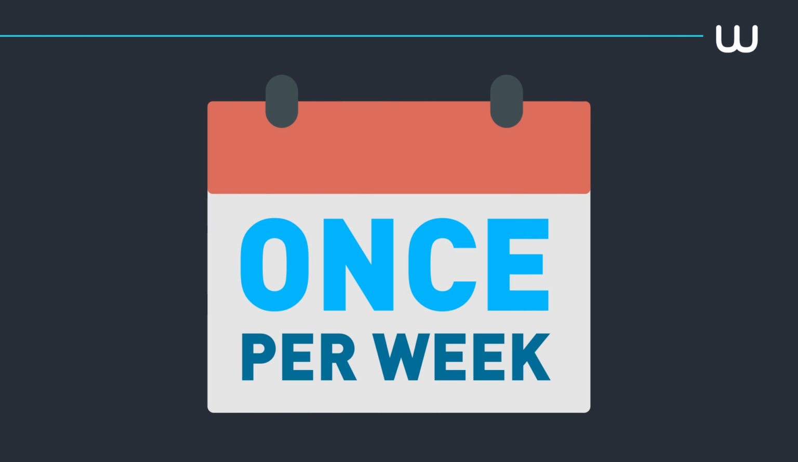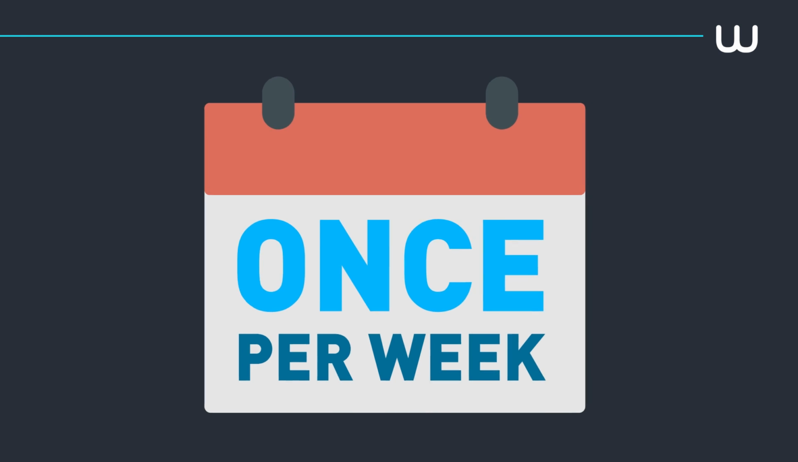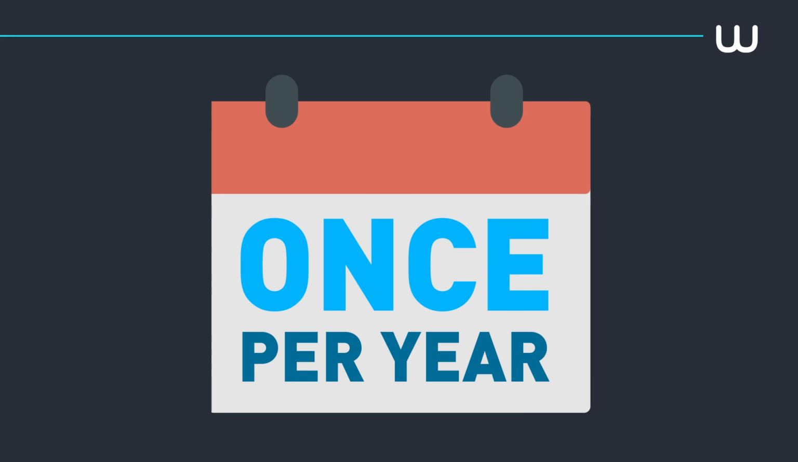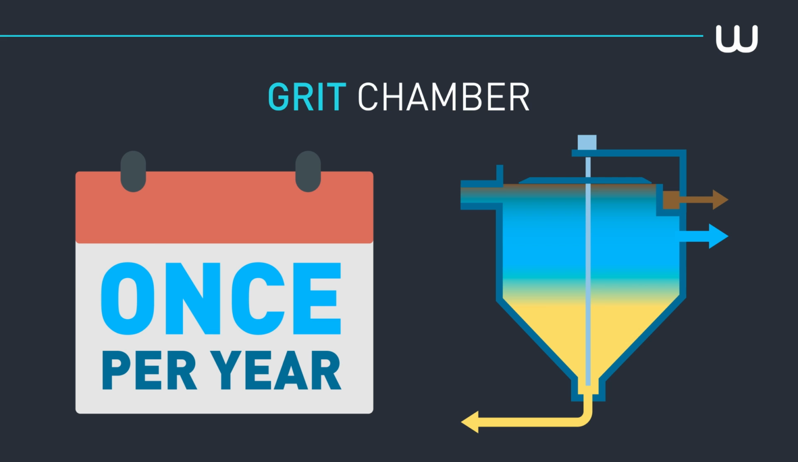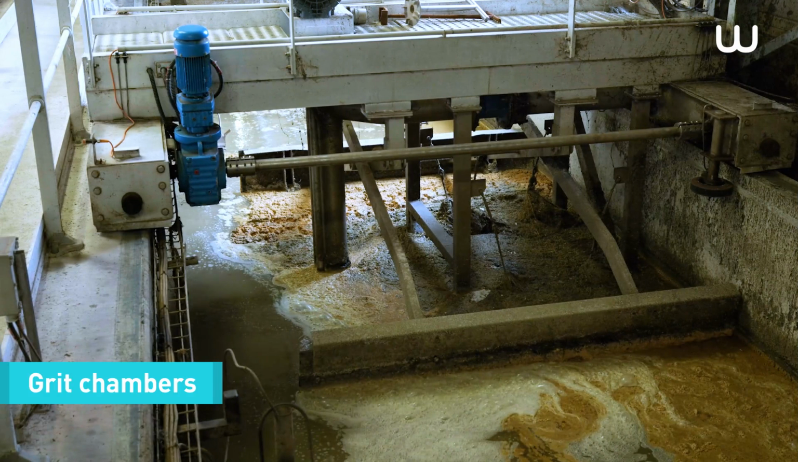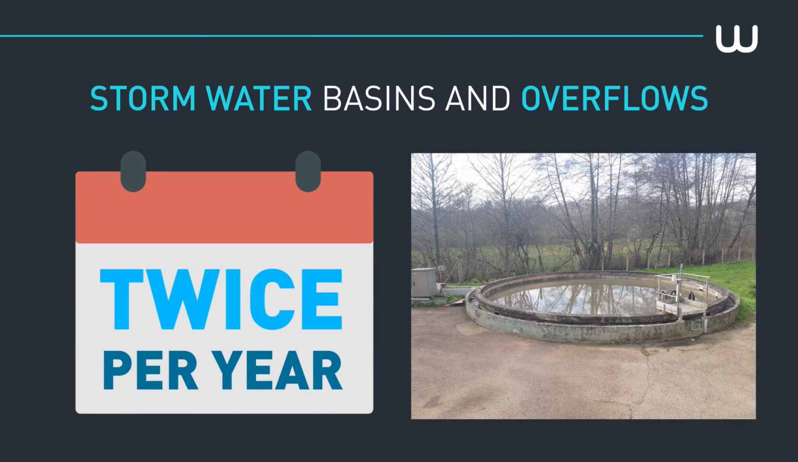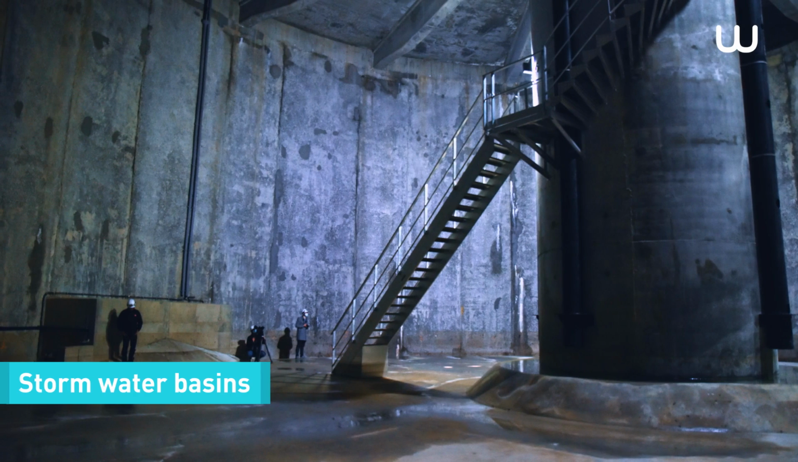Firstly, once per week, it is necessary to clean the solid material remaining on the screens. Secondly, once per year, it is necessary to clean the grit chamber using a hydrojet cleaner. Grit chambers are underground chambers used to settle sand in combined sewer networks upstream of treatment plants. Twice per year, it is necessary to clean storm water basins and overflows. Storm water basins are used to stock water from combined sewer networks during wet weather.